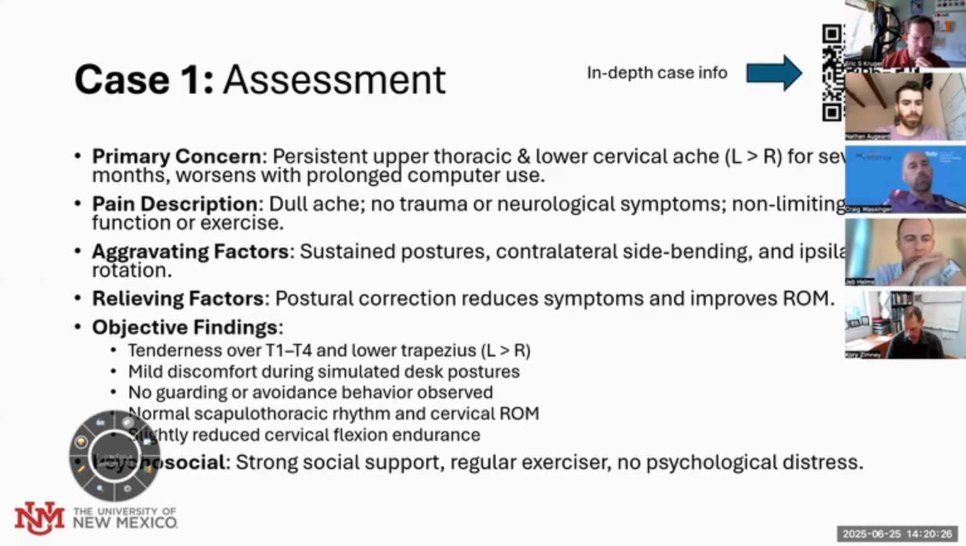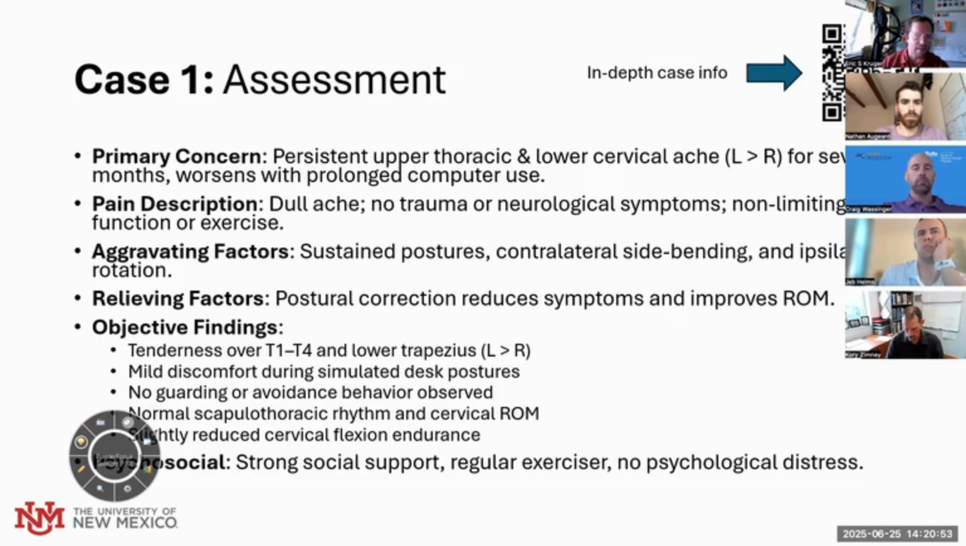Aggravating factors include sustained postures, contralateral side bending, and ipsilateral rotation. Postural correction reduces symptoms. Tenderness over T1 through T4, lower trapezius, left greater than right. You can look at the rest of the objective findings. It's not that interesting. But the psychosocial: strong social support, regular exercise, no psychological distress.